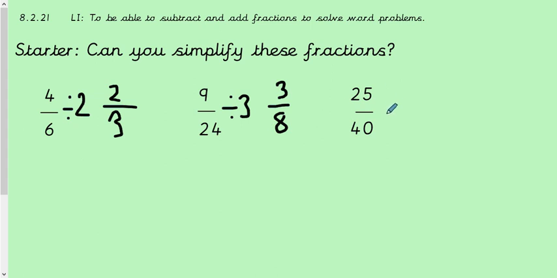And then 25/40. Now this one's a bit different because they're bigger numbers, but hopefully that didn't scare you too much. What I always look at is the end number. They end in a 5 and a 0, so therefore they are going to be in the 5 times table. So 25 divided by 5 is 5, and 40 divided by 5 is 8. So 25/40 in its simplest form would be 5/8. Hopefully that was all okay.